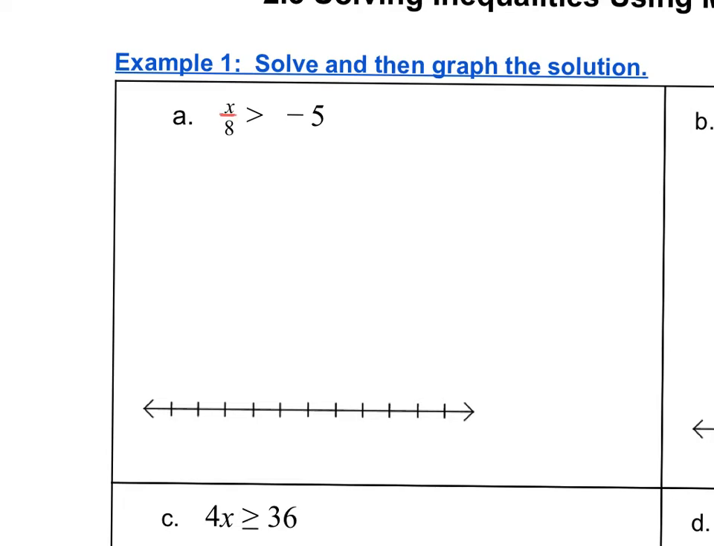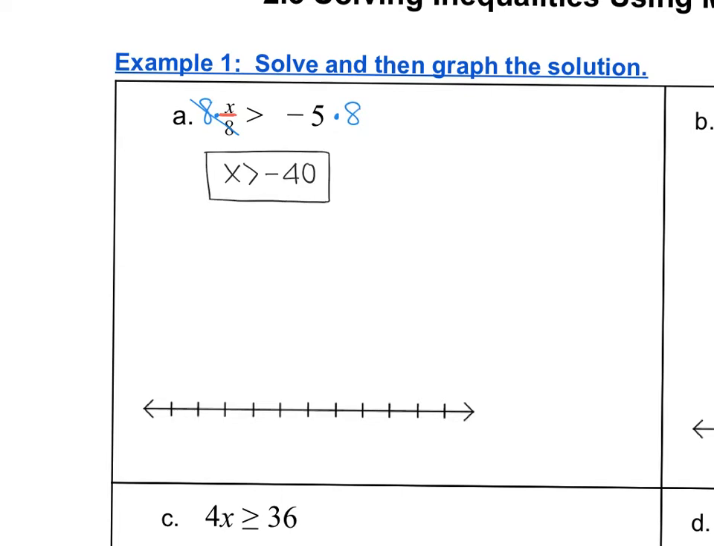If I'm going to solve this, I have to get the x by itself, which means I have to do the inverse of division, which is multiplication. So I'm going to multiply this side by 8, forcing those 8s to cancel, and then I'll multiply the other side by 8, which means I'll end up with x is greater than negative 40. X is by itself, so my inequality is solved.